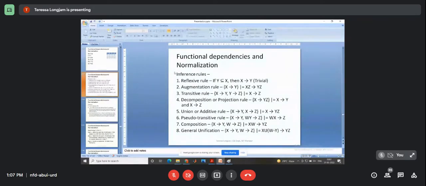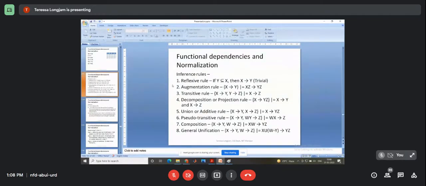So why these inference rules? If a functional dependency is given, by using that functional dependency, we can infer other functional dependencies. By using these rules, these 8 rules given here, for a particular relational model, if a functional dependency is given, then the other remaining functional dependencies we can determine. Okay, so let us see the inference rules one by one.